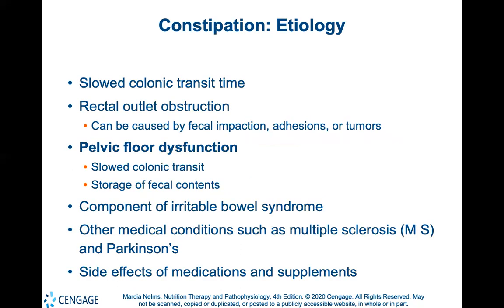Constipation can result from several distinct causes and can be characterized as idiopathic or secondary. Slow transit constipation is characterized as idiopathic constipation and results from lack of propulsion through the colon. Pelvic floor dysfunction can cause not only slow colonic transit, but also storage of fecal content in the rectum for long periods of time. Constipation can be a major component of irritable bowel syndrome. Constipation can be a side effect of many different medications.